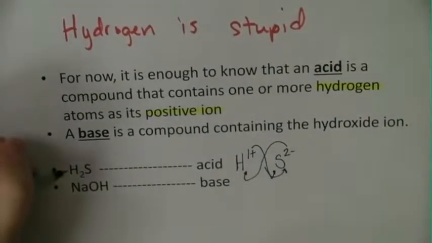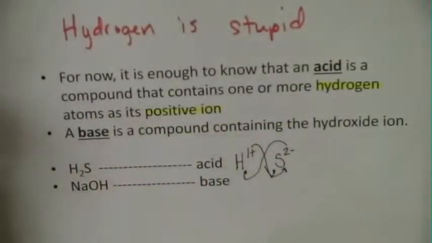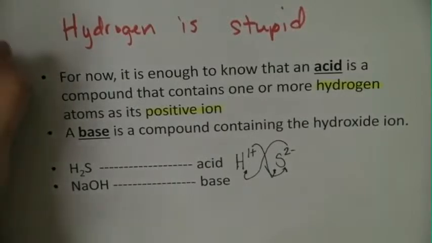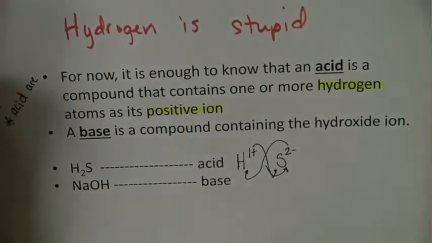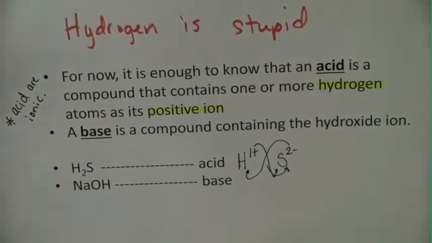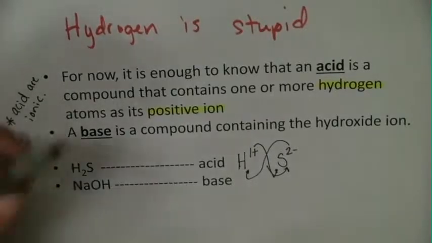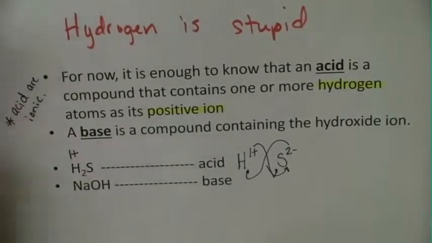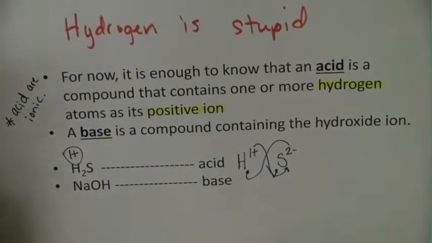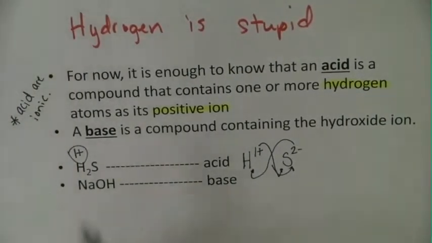So acids, as it says here, and you can make a note if you want to, acids are ionic. We treat them like ionic compounds, even though I understand this is a nonmetal and this is a nonmetal. In acids, we treat this as a cation because it's got a positive charge. Acids really follow ionic naming rules, or ionic principles, not covalent principles.